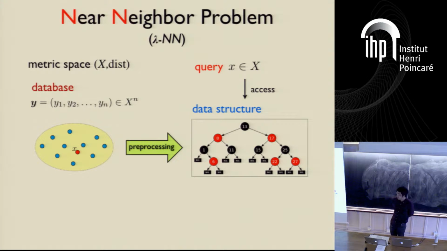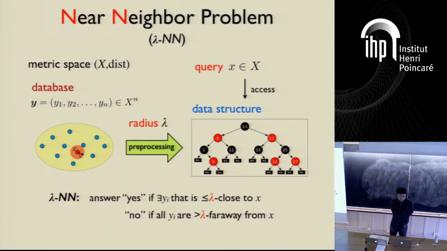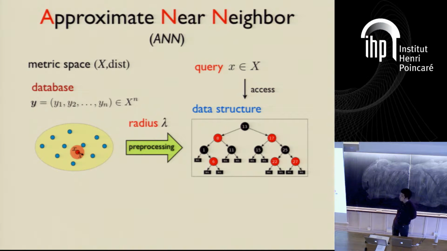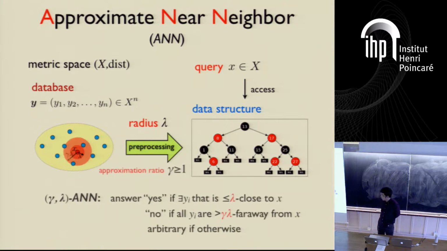And for lower bounds, we study the decision problem, the lambda near neighbor. So here, we fix a threshold for the radius lambda, and we only need to determine whether there is a data point which is lambda close to the query point. Okay, and we can also consider the approximate version. Here, another parameter gamma is given. Gamma is greater than 1, and gamma is the approximation ratio. So this is the problem, the gamma lambda approximate near neighbor, gamma lambda ANN.